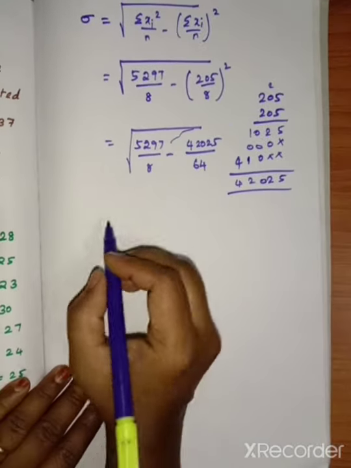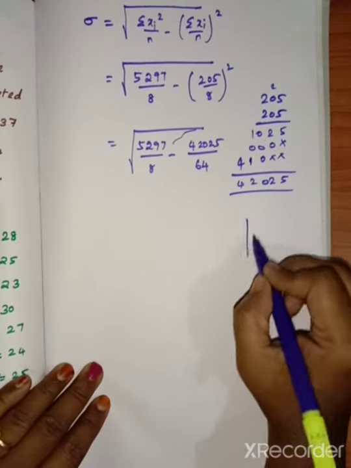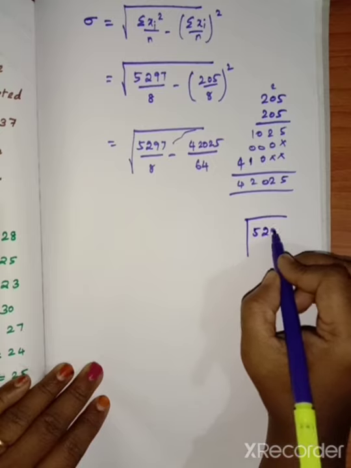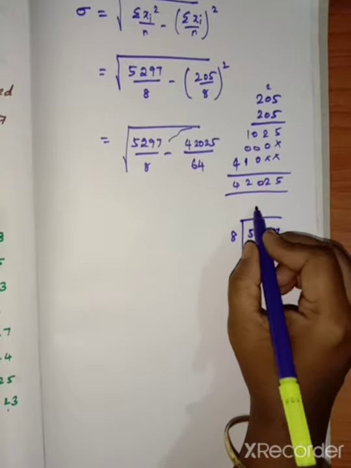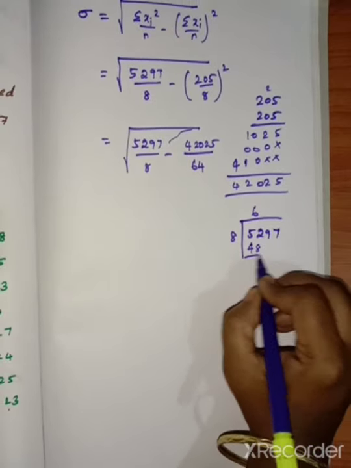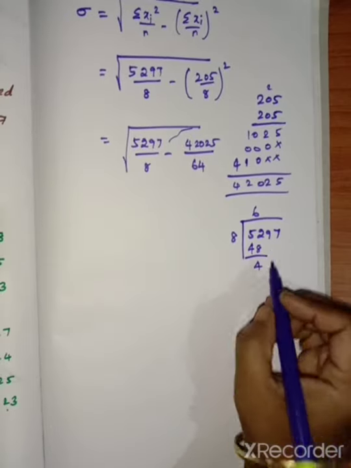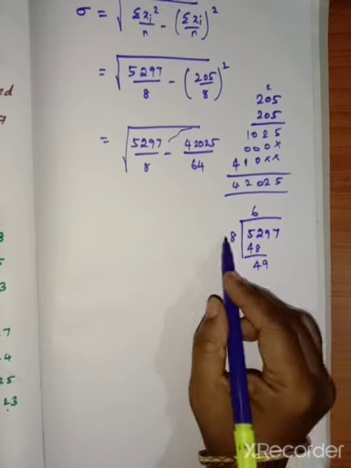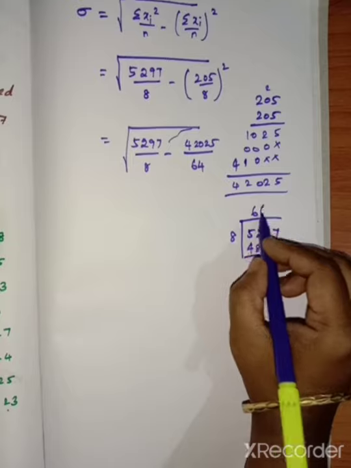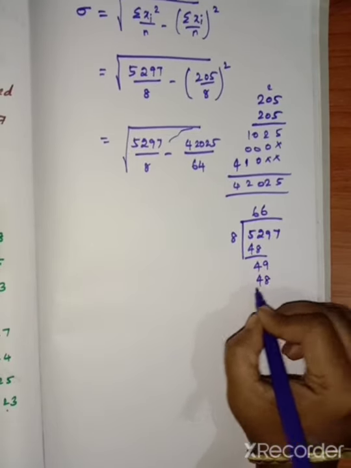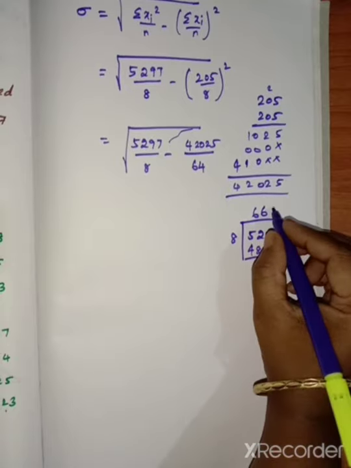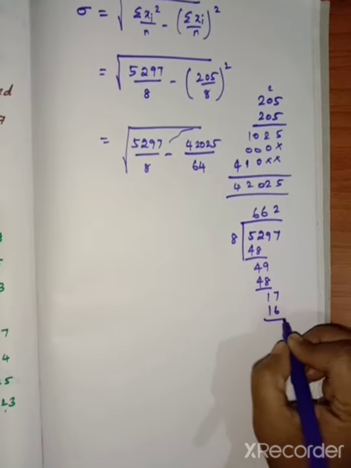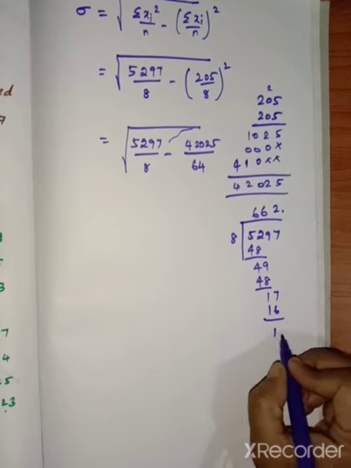So if you divide, we want to divide 5297 divided by 8. So 8 means 6 8s are 48. So 6 8s are 48 we can use. Then subtract, we get 4. 9 is fell down. So again we can use the 6 alone. So 6 8s are 48. Remaining 1. Then fell on the 7. So 17. So 2 8s are 16. Remaining 1. Keep the decimal point.